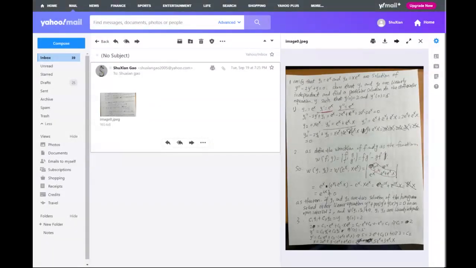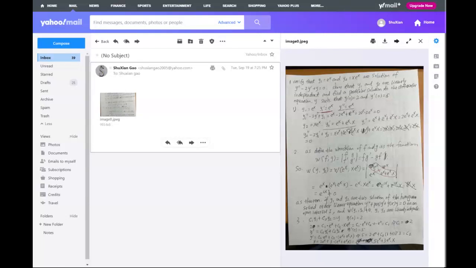For two functions f and g, the Wronskian is the matrix with f, g, f prime, and g prime, which equals f g prime minus g f prime. If I let y1 equal f and y2 equal g, then for question one, y1 is e to the x, y2 is x times e to the x, y1 prime is e to the x, and y2 prime is e to the x plus e to the x times x.